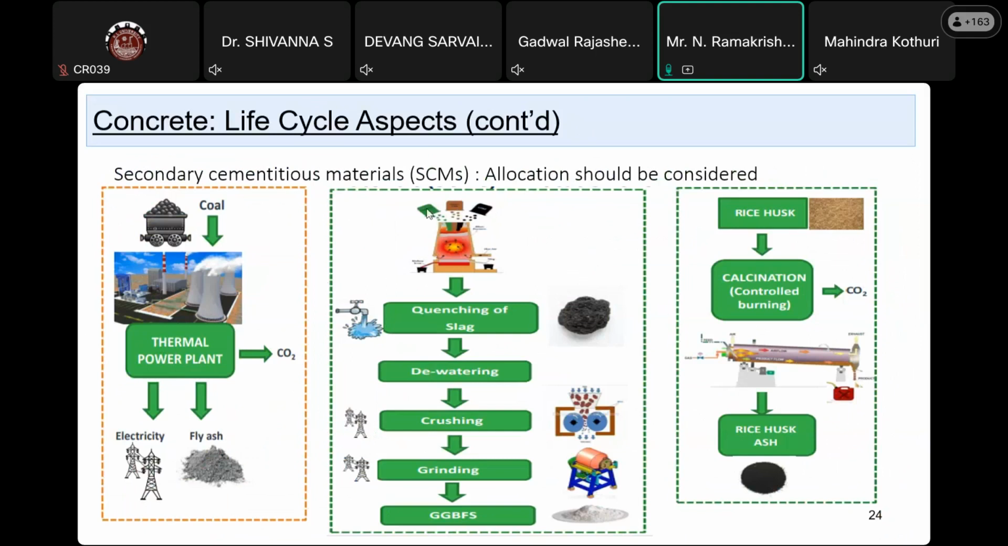which consumes electricity and it releases carbon dioxide as well. Same thing with the GGBS also. In the steel plant, you quench that slag with water, after that dewater that, crush that, grind that, and you get GGBS, ground granulated blast furnace slag. For all these different stages, you require energy as well and they're going to produce some waste also. Likewise, this rice husk ash also, the controlled burning calcination is required. After that, you are going to use this rice husk ash, which is also a secondary cementitious material.